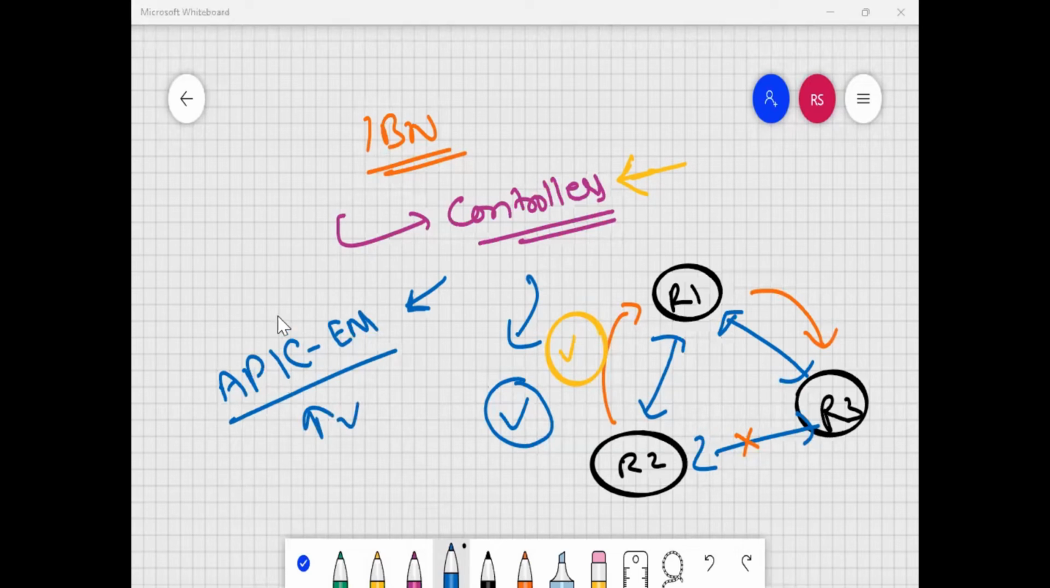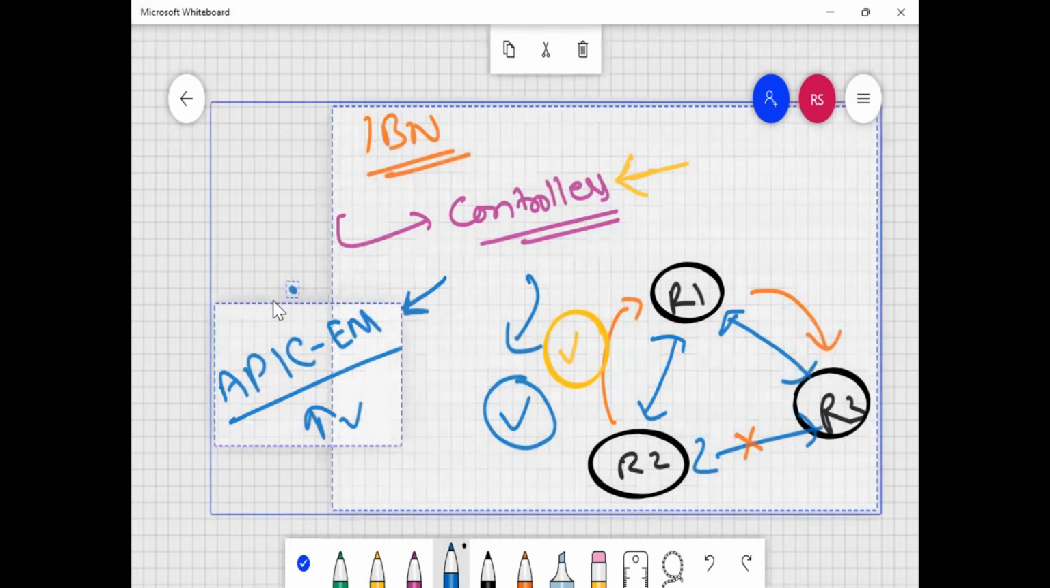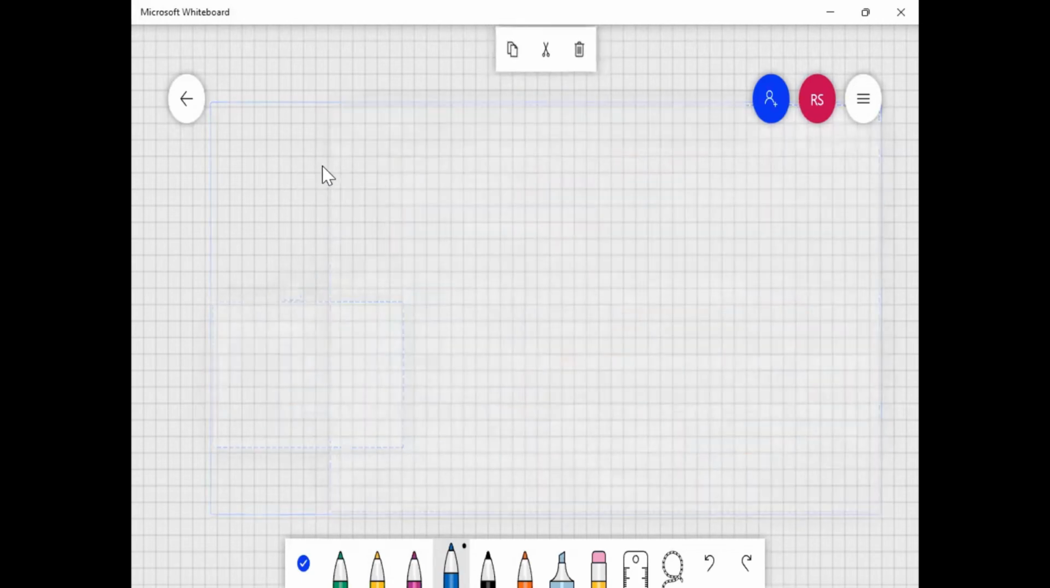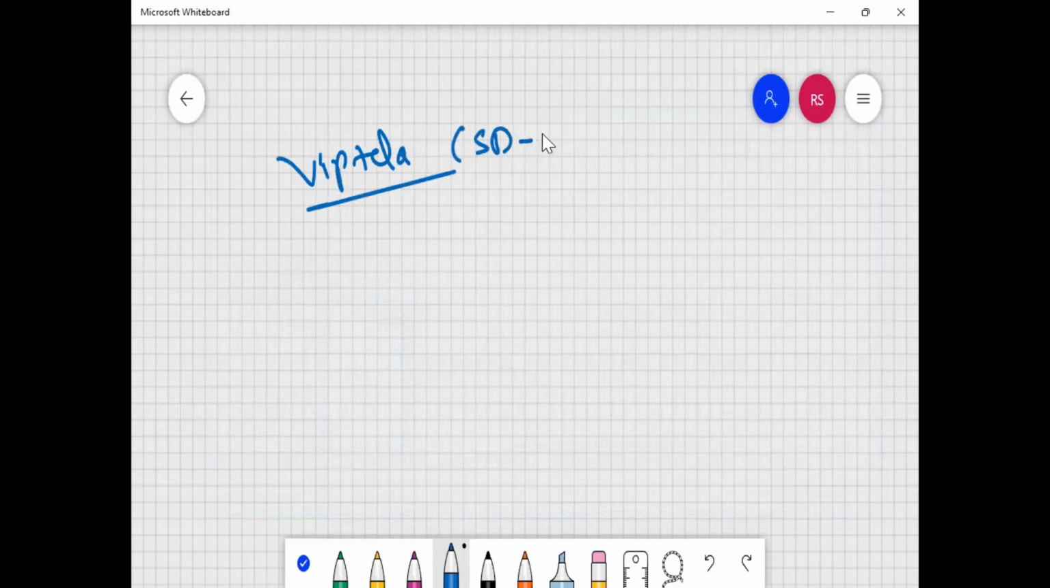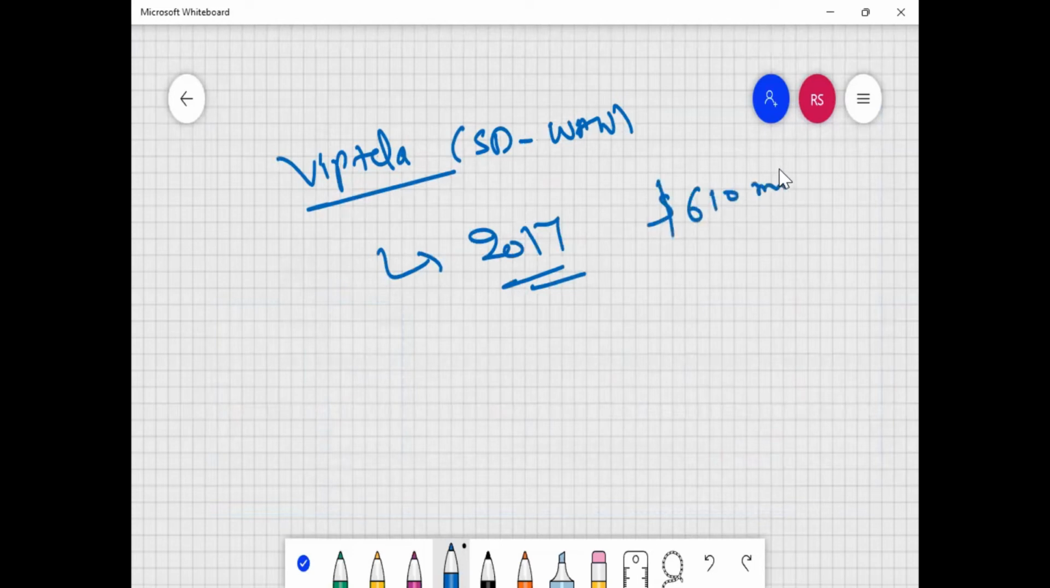So Viptela came into the picture. Viptela was altogether a different organization, renowned for its SD-WAN solution. And in 2017, Cisco acquired it, if I'm not wrong, for $610 million USD. It was a big deal.